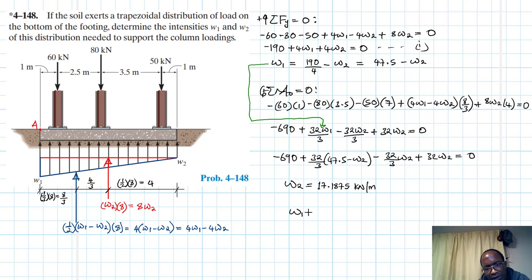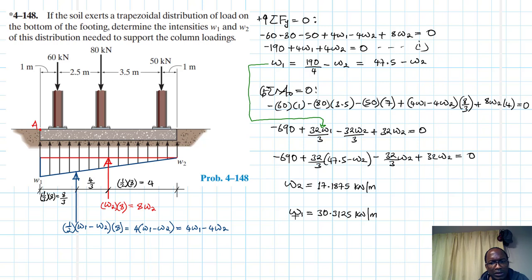Therefore, our W1 is just going to be equal to minus 17.1875 plus 47.5, using this equation here. So this gives us 30.3125 kilonewtons per meter. So this is about it.